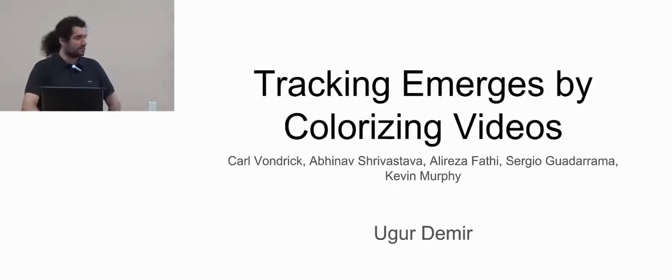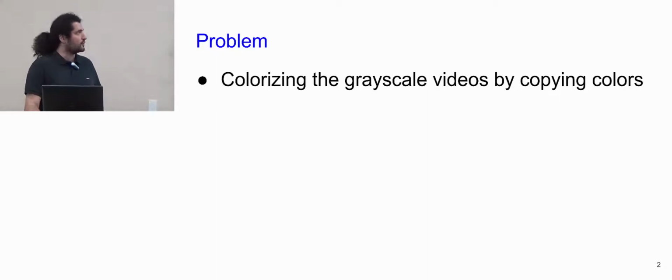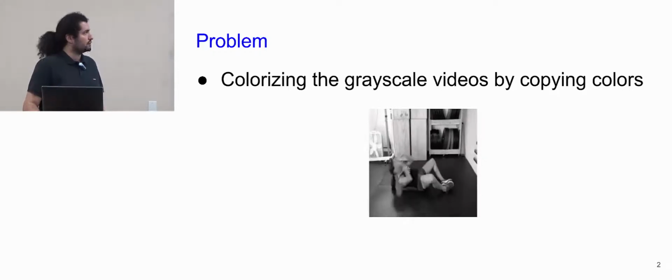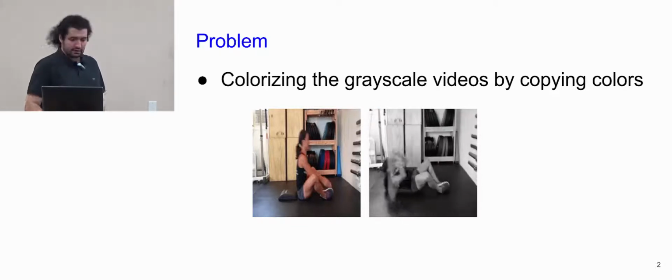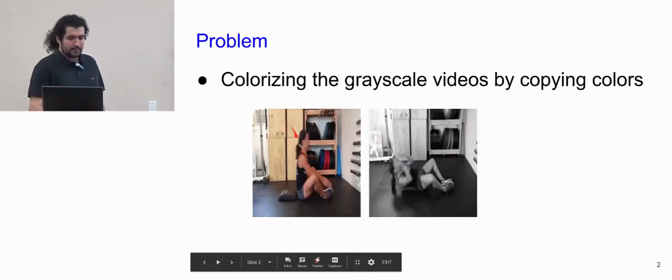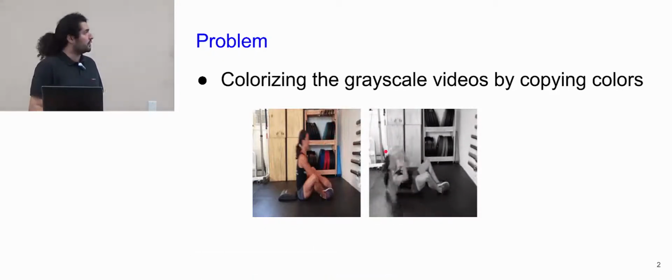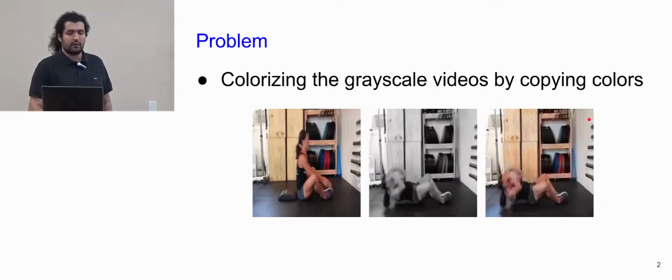Hello everyone, my name is Uğur, and today I am going to talk about this paper titled Tracking Emerges by Colorizing Videos. They are trying to colorize grayscale videos by copying the color values from a reference image. We give a grayscale video to their model and the reference frame, and the model only knows the color of the reference frame. Their model learns to copy colors from this reference to the grayscale video to predict a colorized version of it. This is the overall problem.